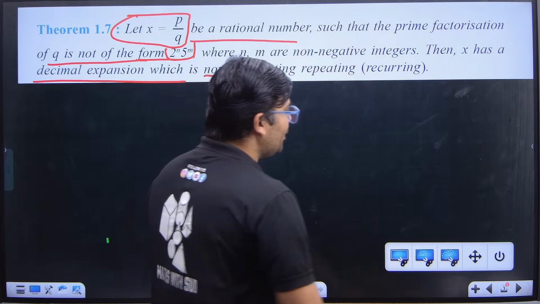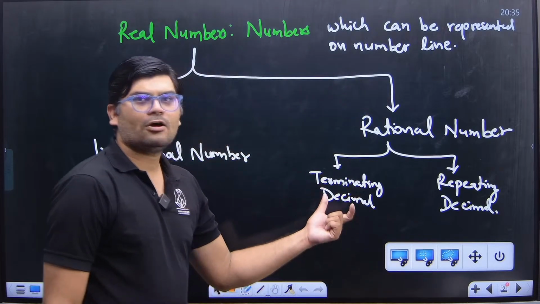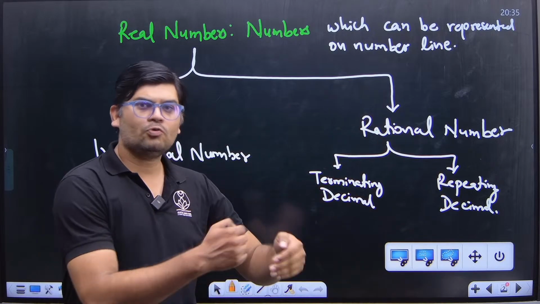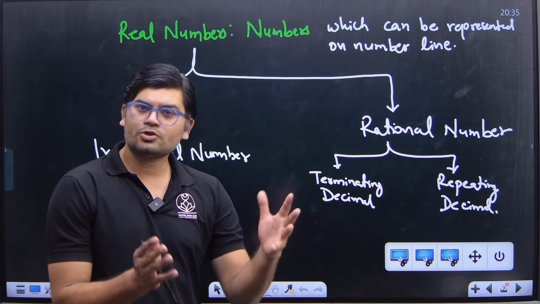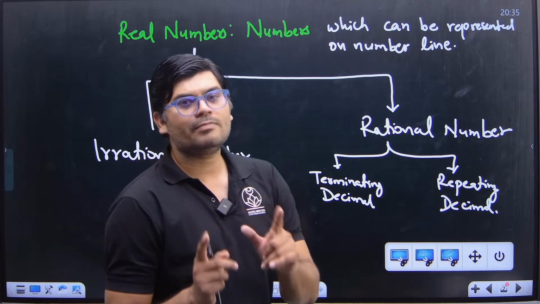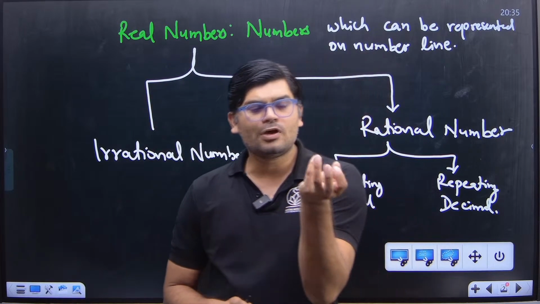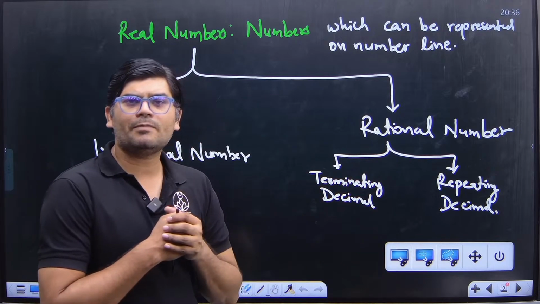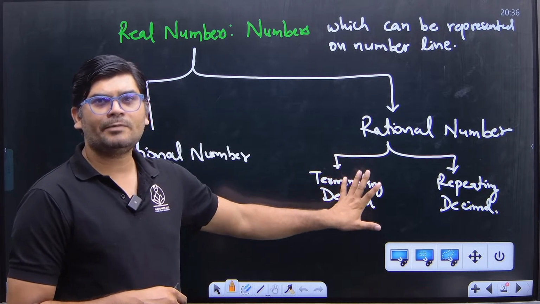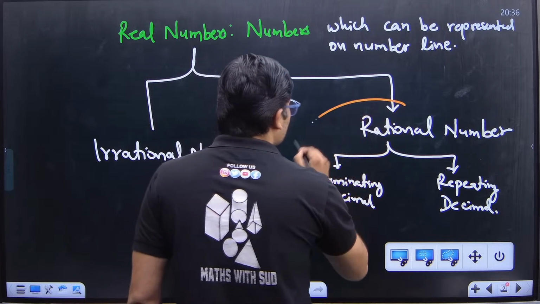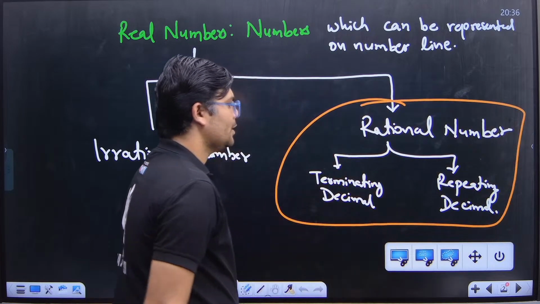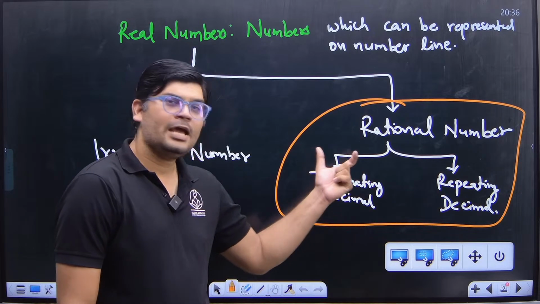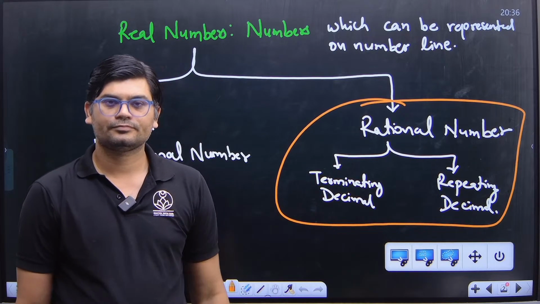Now for terminating, I don't need to explain. You will always get a terminating decimal if the denominator is a power of 2 or 5, because 2 and 5 can make 10. They are the only numbers that can make 10. So if you have a denominator in the form of 2 or 5 or a multiple of these two numbers, you will always get a terminating decimal. That means rational numbers are always of two kinds: terminating and repeating. Terminating and repeating. Understood? Yes, sir.